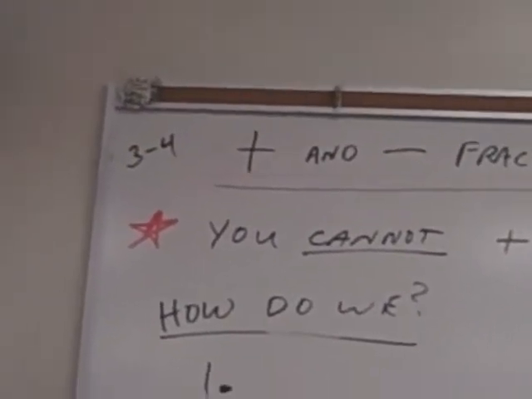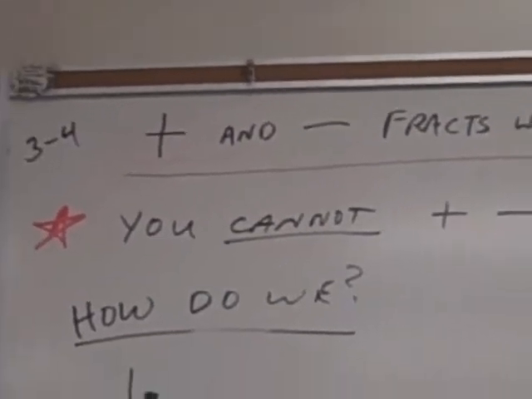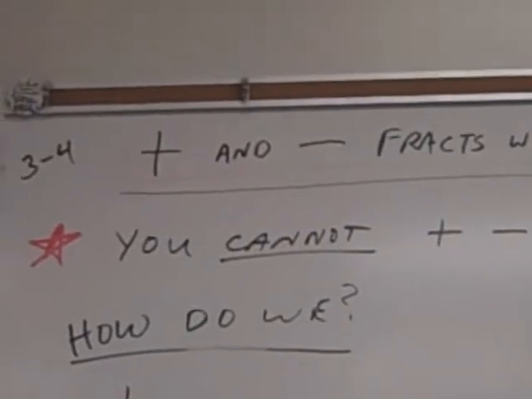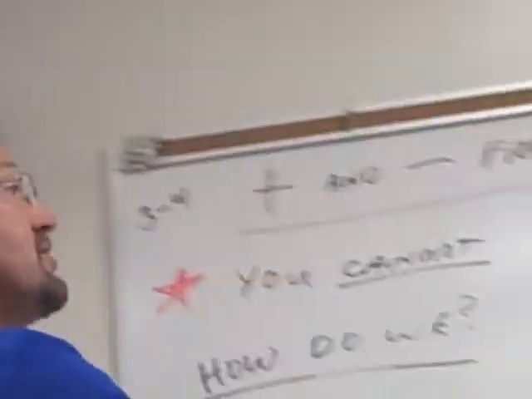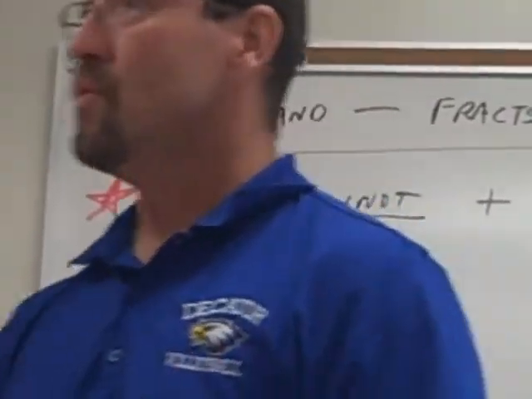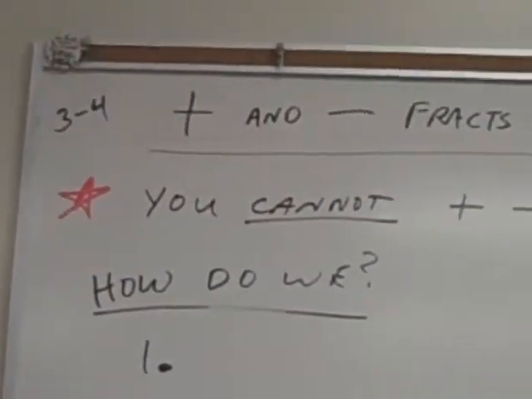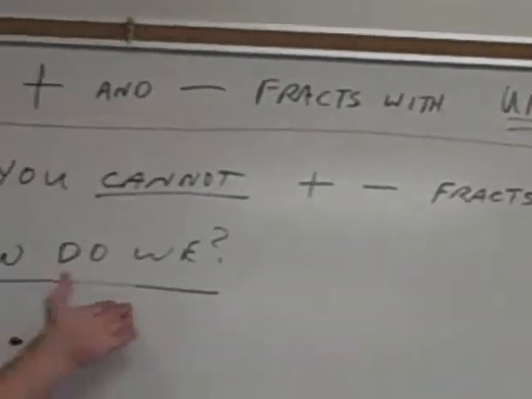And that makes you kind of go, now wait a minute, I thought you said we were going to do it. But now you say we can't do it. What that means is you can't do it the way it looks right now. We're going to have to do some changes and turn them into fractions that we can add and subtract. So, now, how do we do that?